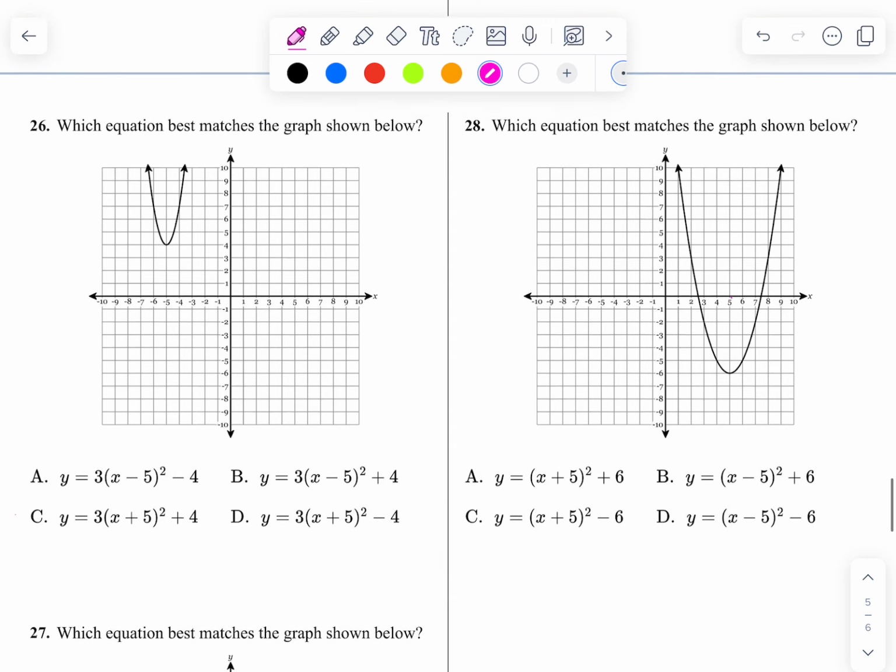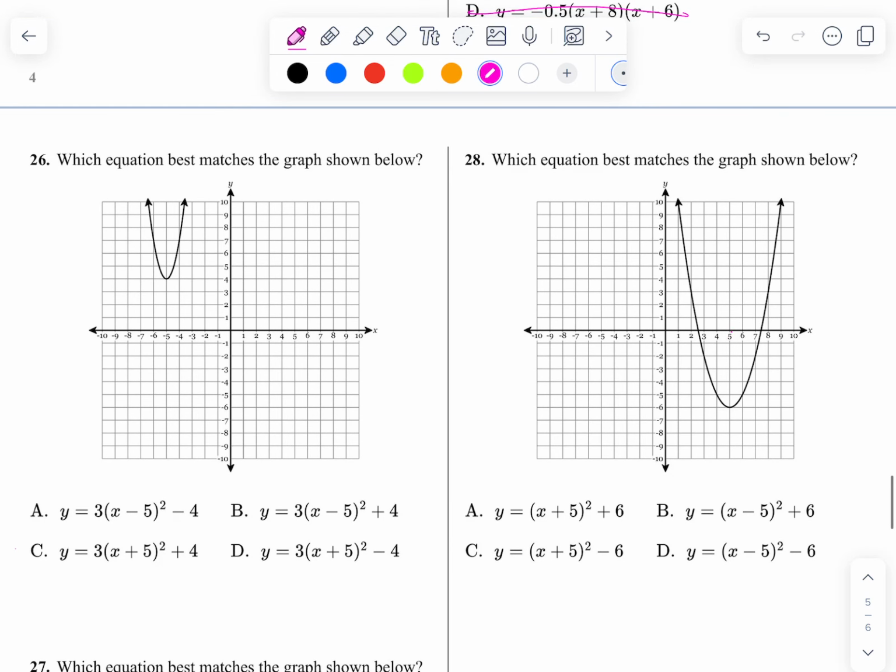Look at 26. This one is smiling. So all of these have a positive, except this is in vertex form. So I'm going to look at the vertex, and the vertex here is at negative 5, 4. So I know it has to be x plus 5. So this one's out, this one's out. And then the y coordinate stays the same, it's positive 4. So this one stays the same at positive 4. So it's got to be this one, and this one has a negative 4, so this one's out.